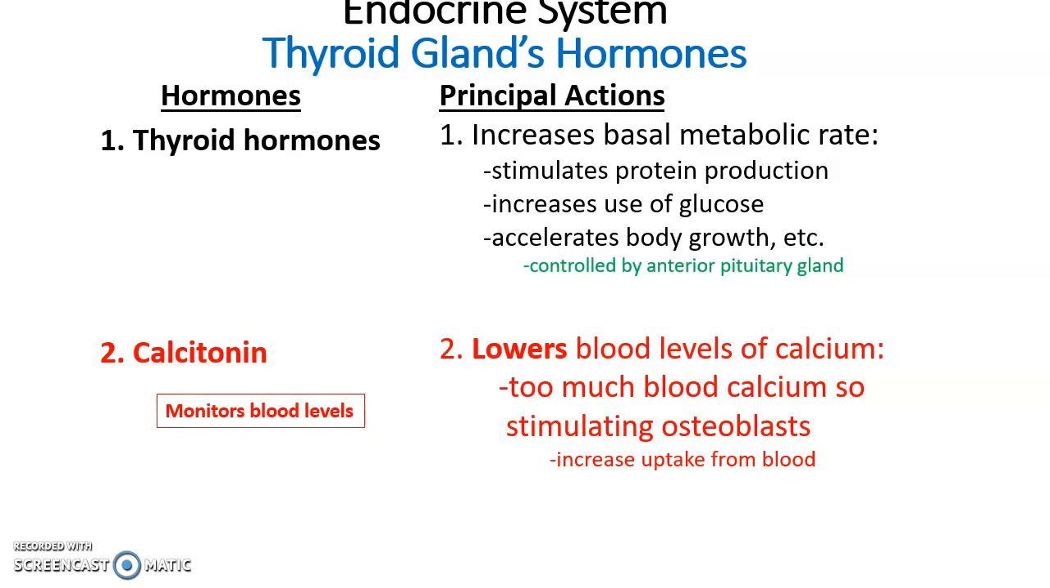When they build up the bone tissue, calcium and phosphate are removed from the bloodstream and deposited into the bone tissue. So by increasing the activity of osteoblasts, it increases the removal of calcium from the bloodstream.